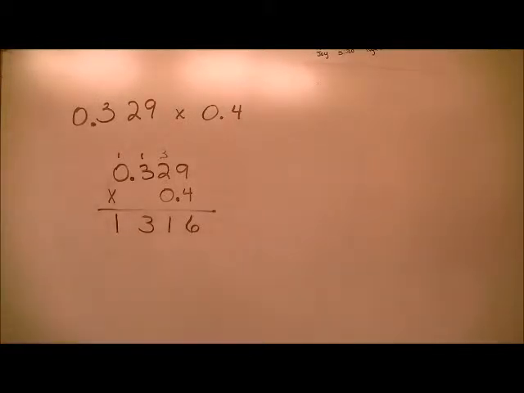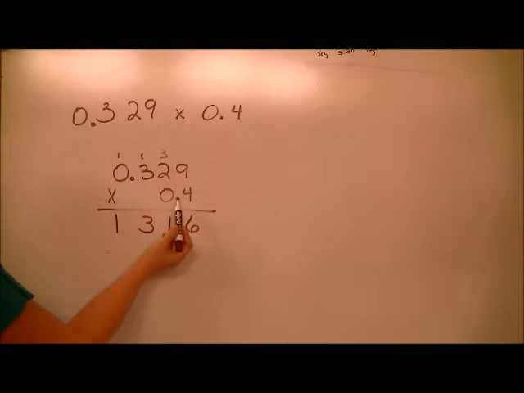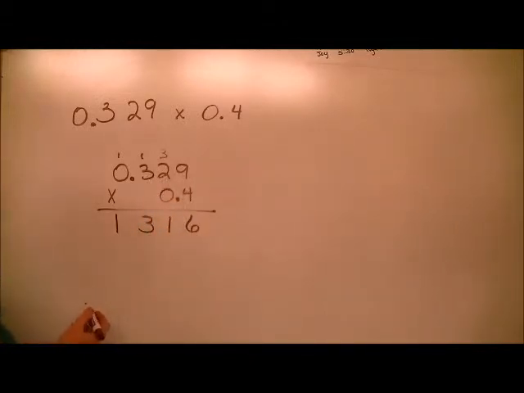Now, how do we place the decimal in the answer? Well, you find your decimal and you count how many digits are to the right. 1, 2, 3 on that line. Find the decimal on this one. Count the digits to the right. There's 1. So altogether there's 1, 2, 3, 4 digits to the right of the decimal.